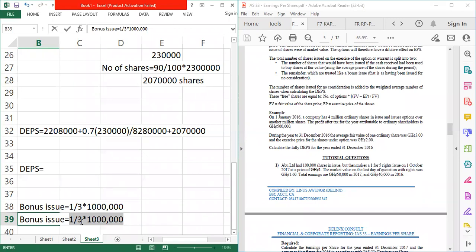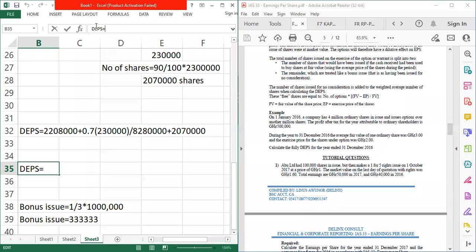What will be the bonus issue value? Three. Okay, let's just make it 2. 3. How many threes? The threes will be 6, isn't it? Yeah. Okay. So let's now calculate our diluted earnings per share.